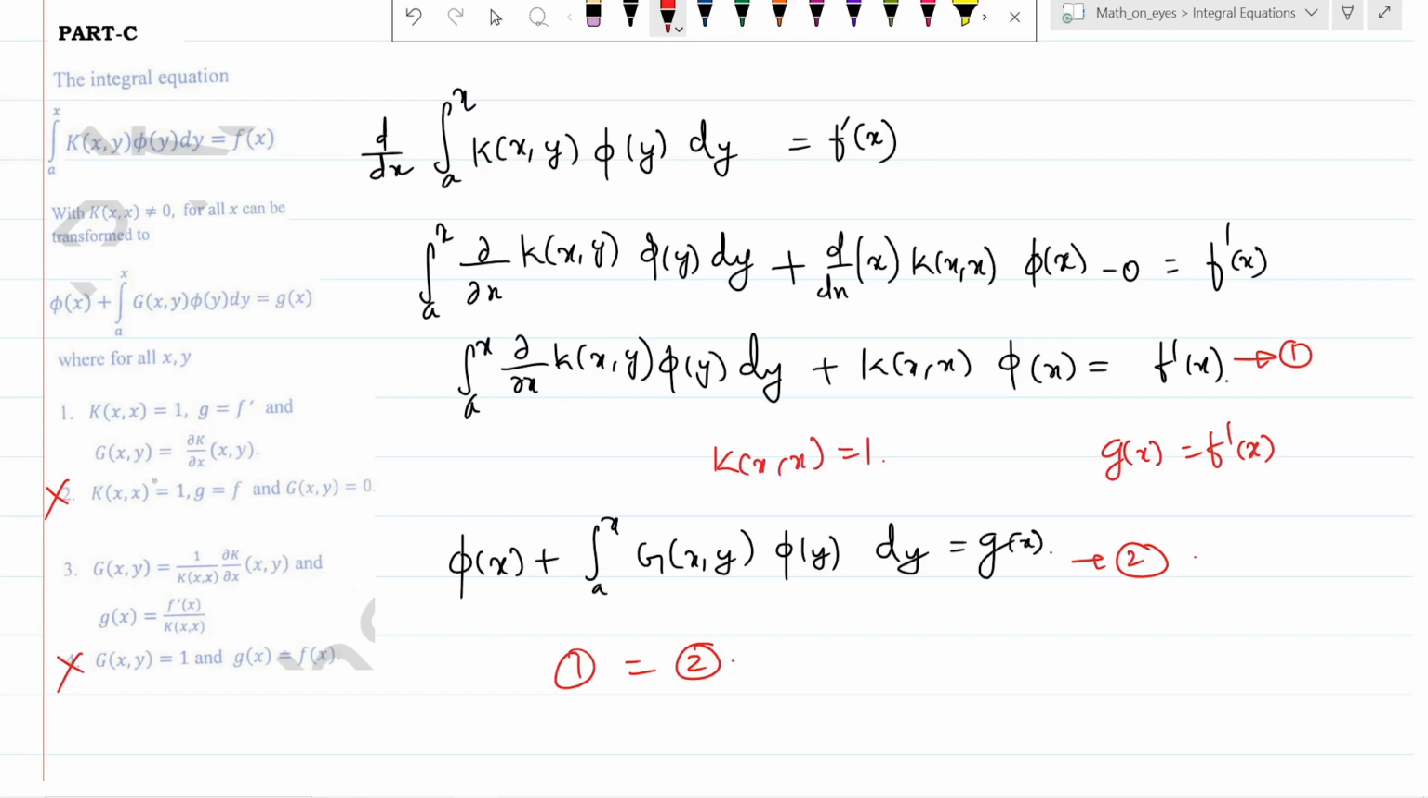We have to verify for capital G. And similarly here we have to find for capital G. Capital G, which is g of x comma y, is actually equal to the integral part, which is dou by dou x of k of x comma y. When you see the first option, it is exactly the same thing. So the first option is true. And when you see here, k of x comma x is actually equal to 1, right? So when you have g is equal to 1 into dou k by dou x, we get the same thing. So this also holds. This is true. And g of x is equal to f dash of x divided by k of x comma x. K of x comma x is actually equal to 1. So we get f dash of x divided by 1, which is again f dash of x. So this option is also true. So the first and the third options are the correct options. Thank you.